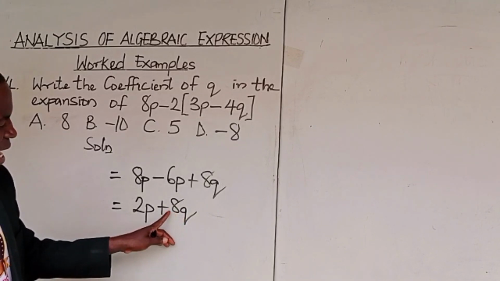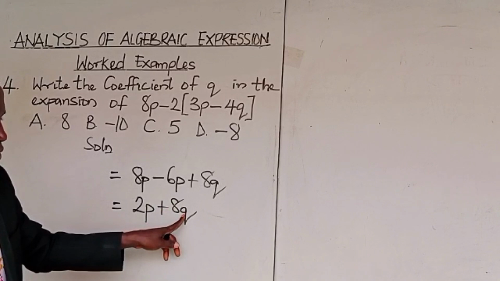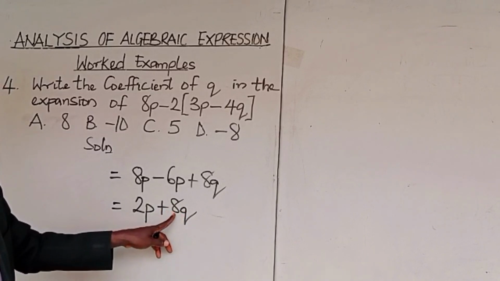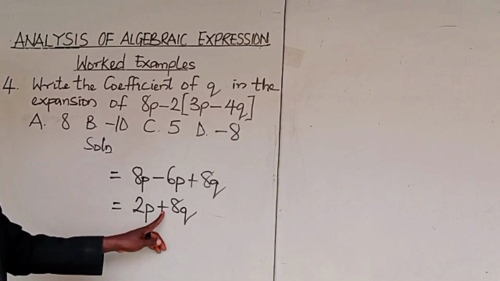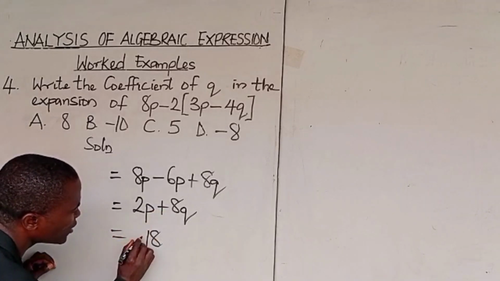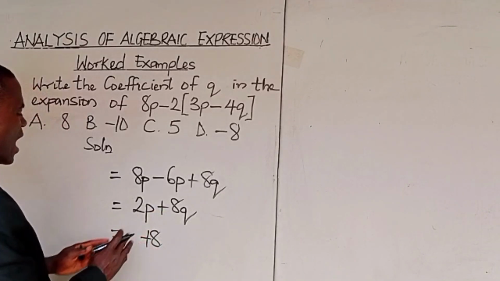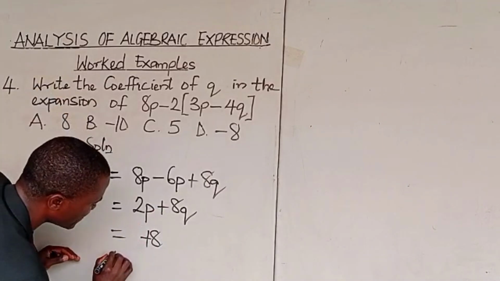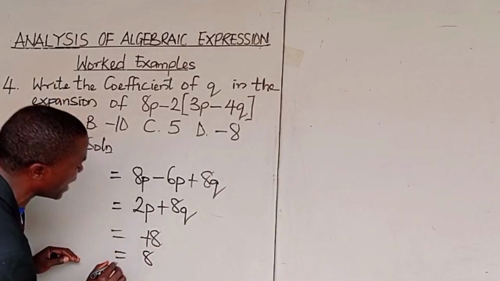The number and sign in front of letter q. This is letter q. So what is the number? 8. And what is the sign? Plus. So the final answer is now going to be plus 8. And plus 8 is still the same thing as 8.